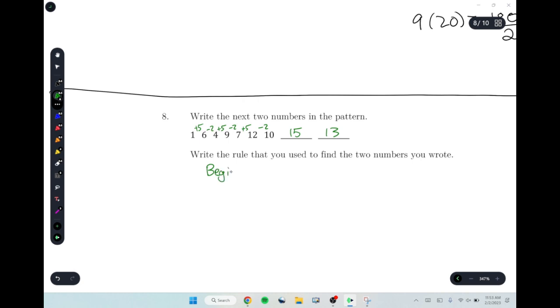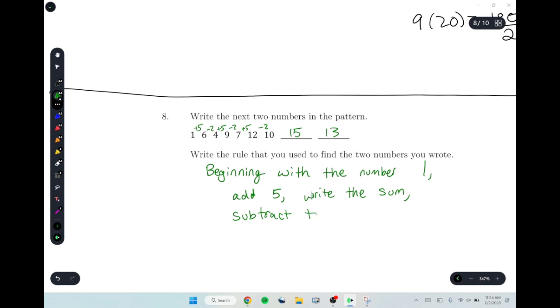Maybe you qualify beginning with the number 1, just so we know where to start. Beginning with the number 1, add 5, write the sum, subtract 2, write the difference. Just so nobody's tempted to do it all in the same step.